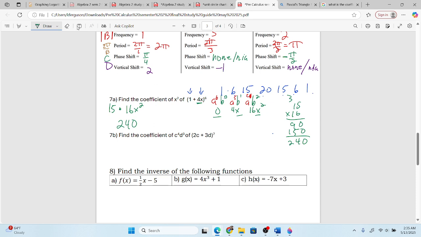So I'm going to do the same thing right here. It's going to be a little more complicated, but that's all right.